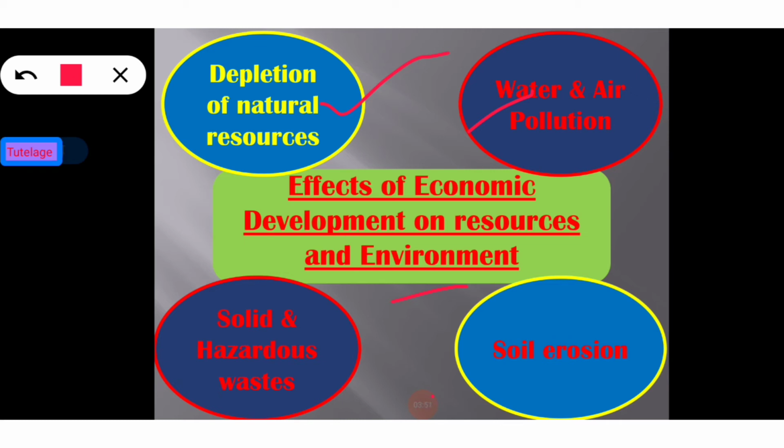So now move on to the third point, that is solid and hazardous waste. Okay, so the growth in population and urbanization have led to a tremendous increase in solid waste in the form of organic waste from human beings and animals, domestic waste, vegetable peels, vegetables, etc., and industrial waste like metal, oil spills, etc., and commercial waste like plastic packing, etc.